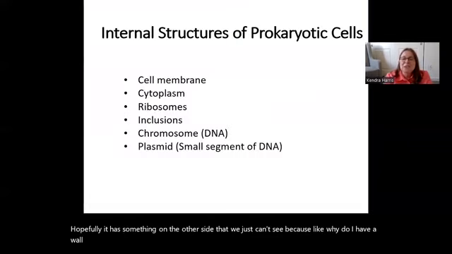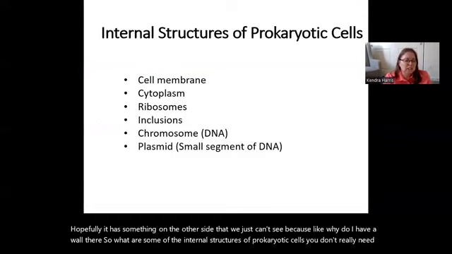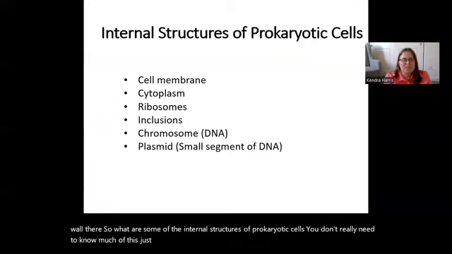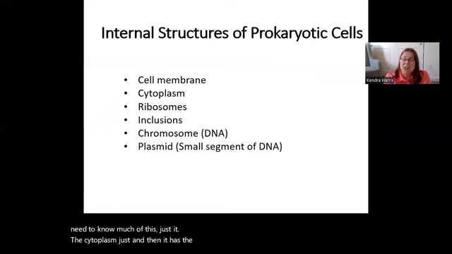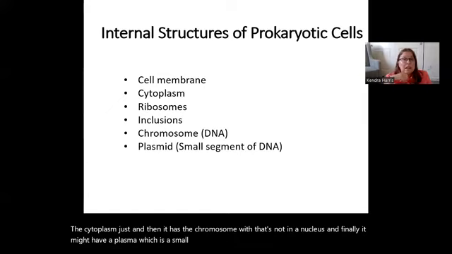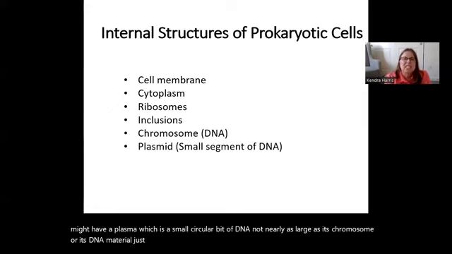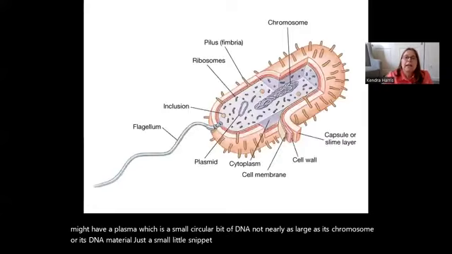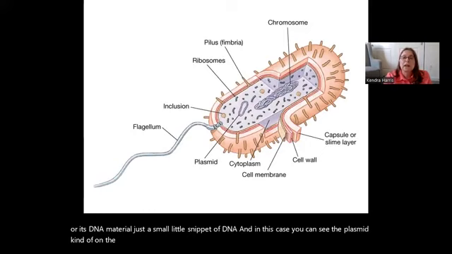So what are some of the internal structures of prokaryotic cells? You don't really need to know much of this, just that it has cytoplasm, and then it has the chromosome that's not in a nucleus. And finally, it might have a plasmid, which is a small circular bit of DNA, not nearly as large as its chromosome, just a small little snippet of DNA. In this case, you can see the plasmid on the lower left. It's kind of circular looking, and that's a small bit of DNA. You can see the chromosome, which is much larger.